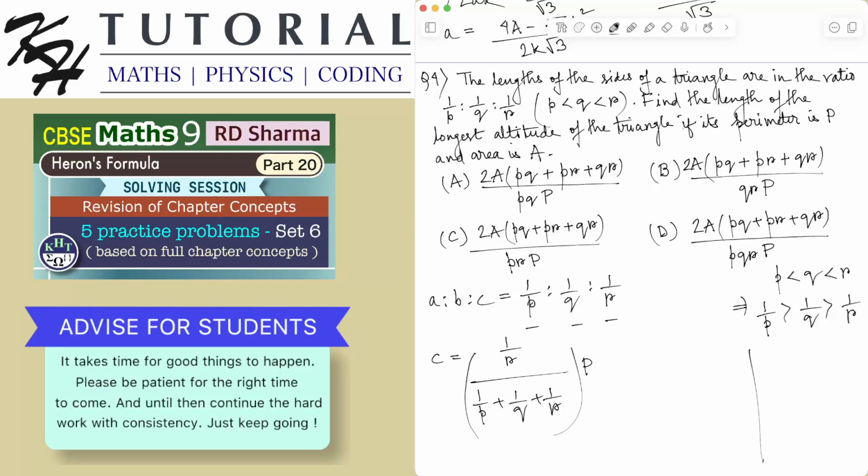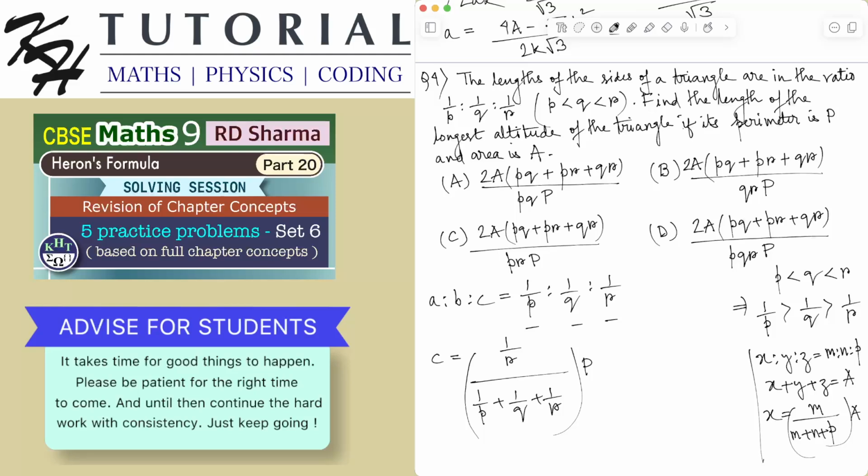Why? Because if there are three quantities, let's say X, Y, Z, and they are in the ratio M is to N is to P, and we know that the sum of the quantities X plus Y plus Z is A, then from this information, how can we find the individual values of X, Y and Z? X will be equal to its corresponding part in the ratio, which is M, divided by the sum of the parts M plus N plus P, whole multiplied by the sum of the three quantities, that is A.